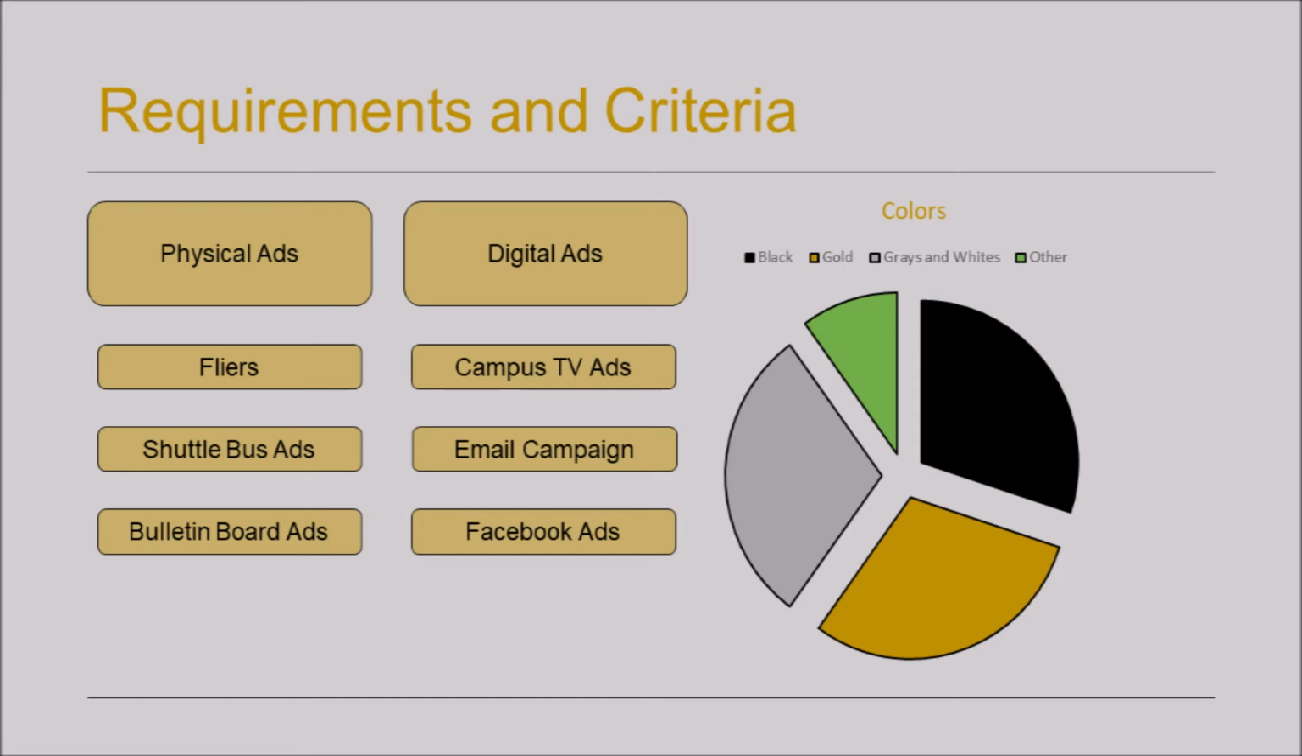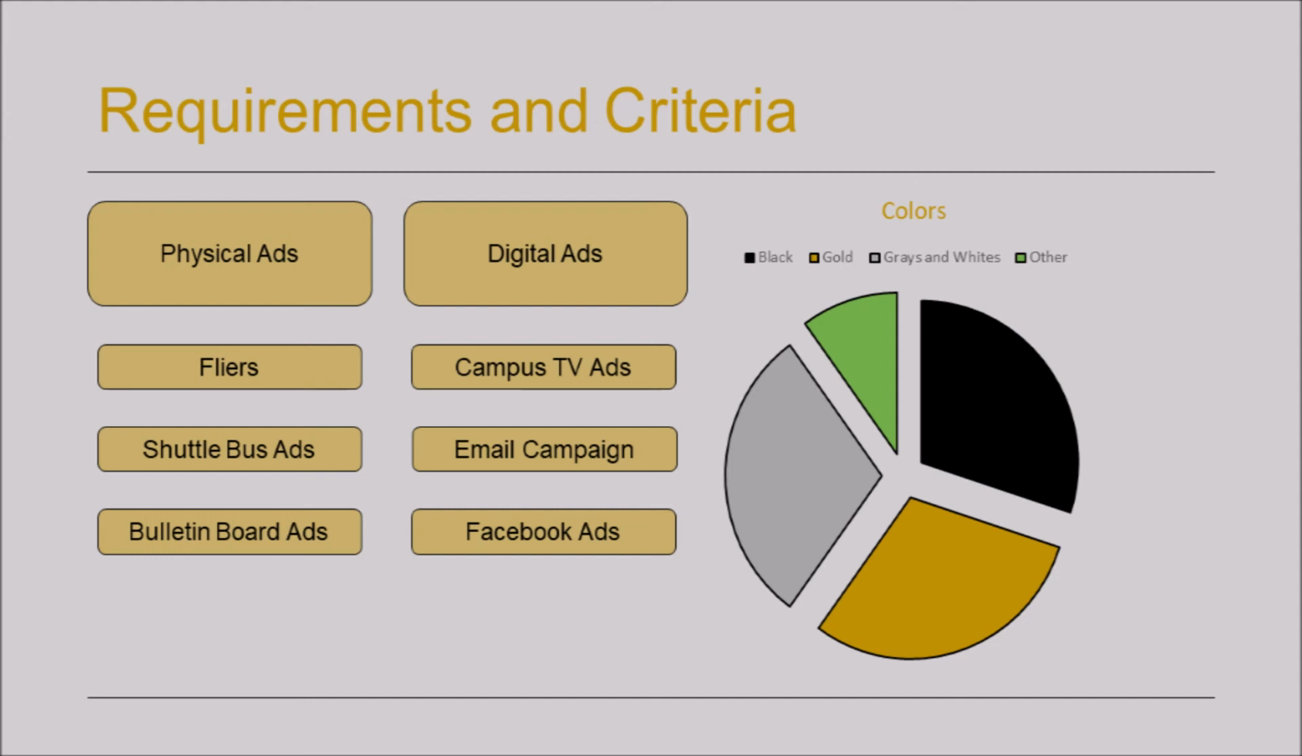There are two categories of advertisements planned for this campaign: physical and digital. Physical ads include a few different categories. Flyers can be printed as quarter sheets and have an advertisement printed on them. They can be handed out at various places on campus. Shuttle bus ads are free to UCCS organizations aside from the cost of printing ads. Bulletin board ads are also free aside from the physical cost of production.